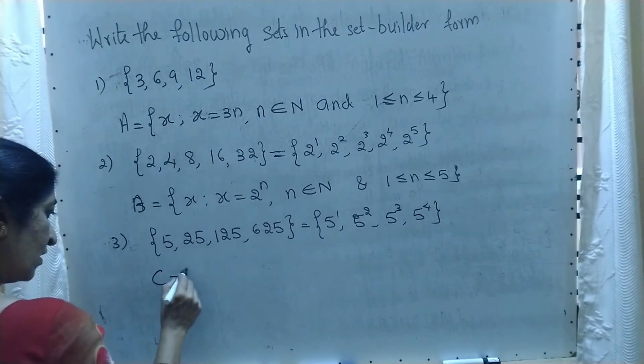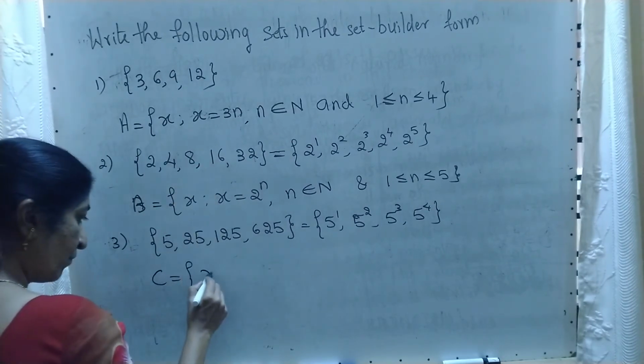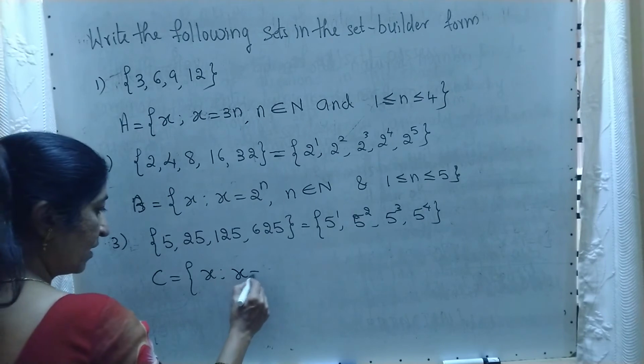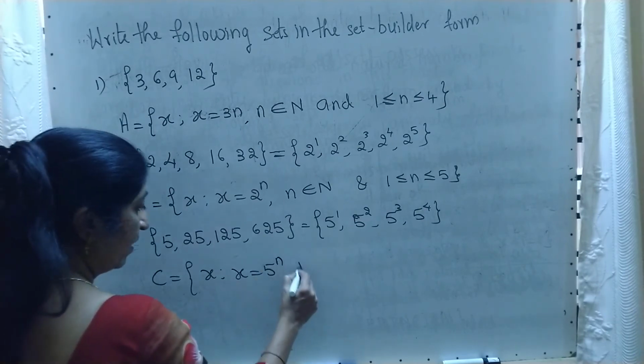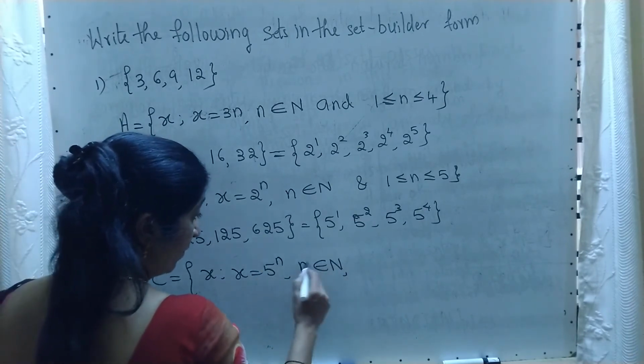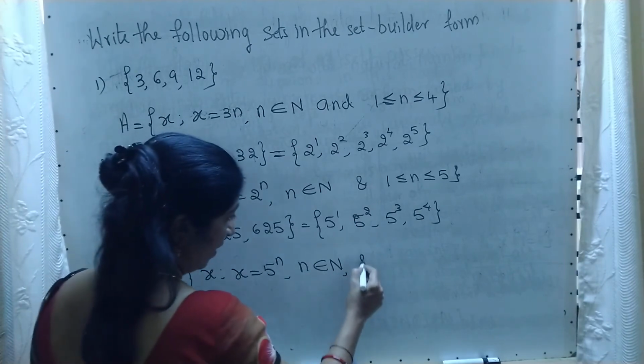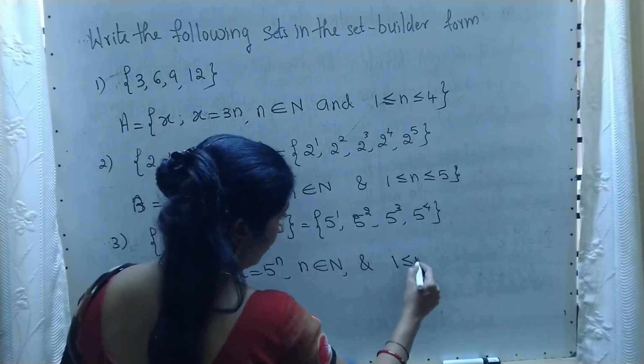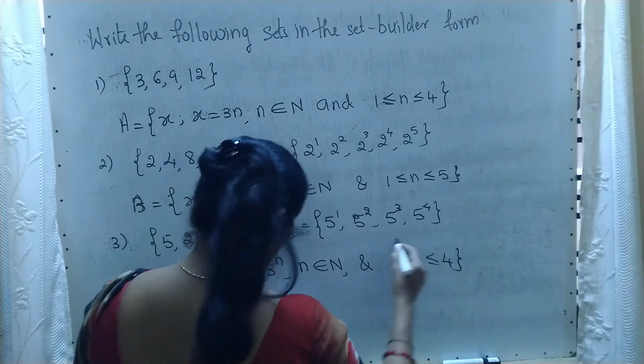So write down the set, like above, it is very simple. X such that x is equal to 5 raised to n, n is a natural number. N belongs to N means it is a natural number, and we are using the numbers in between 1 and 4.